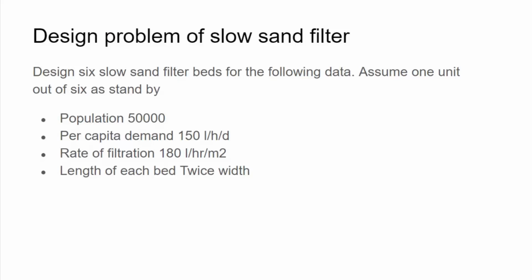Next is a design problem of slow sand filter. That is, design 6 slow sand filter beds for the following data. Assume 1 unit out of 6 as standby. Population is 50,000. Per capita demand is 150 liters per head per day. Rate of filtration is 180 liters per hour per meter square. And length of each bed is twice the width. The solution or design of this problem will be discussed in the coming session.